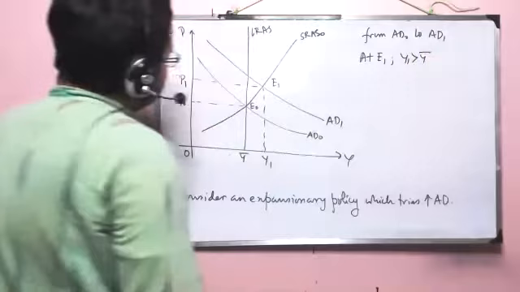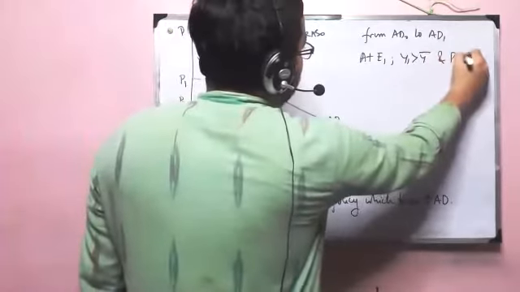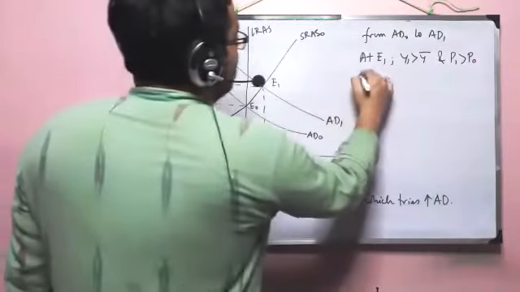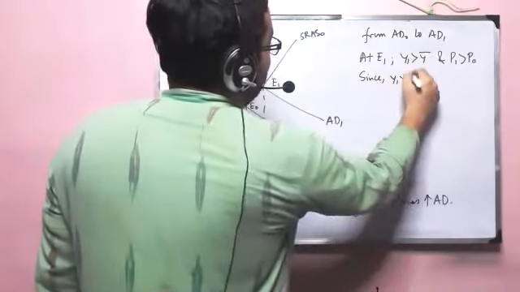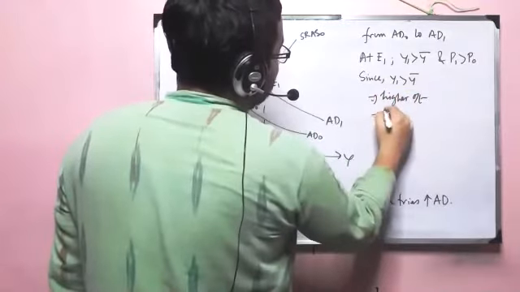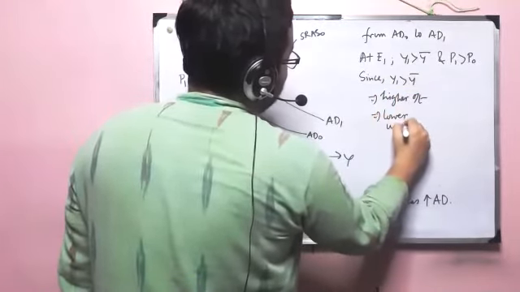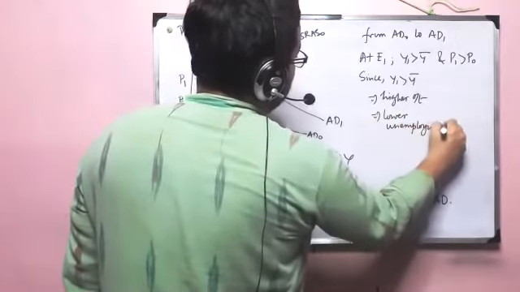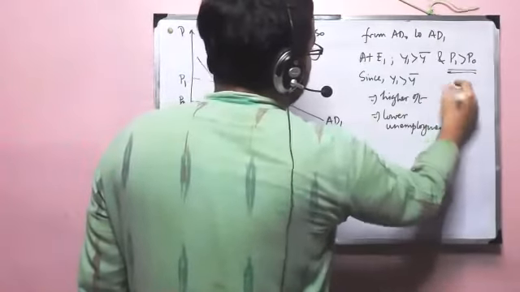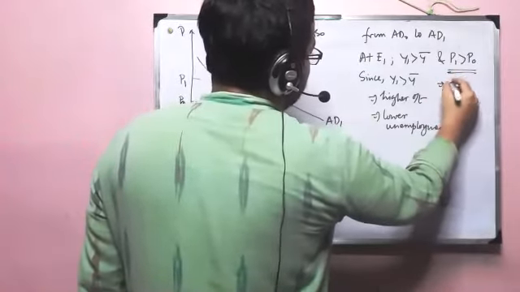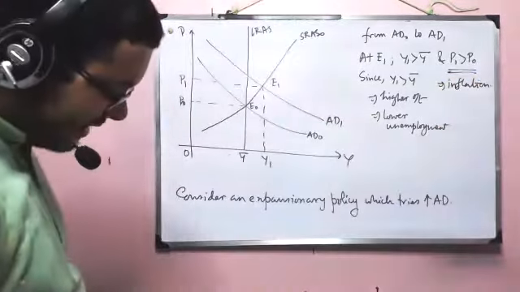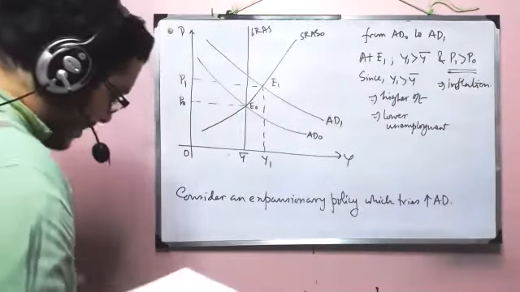Y1 is greater than Y bar and P1 is greater than P naught. So what do we have here? Since Y1 is greater than Y bar, it implies higher output, which implies lower unemployment. Whereas here, P1 is greater than P naught, so that means inflation. So we have a higher average price level. What does it tell you?